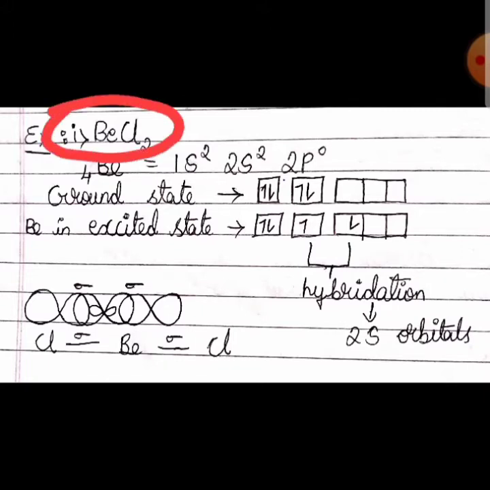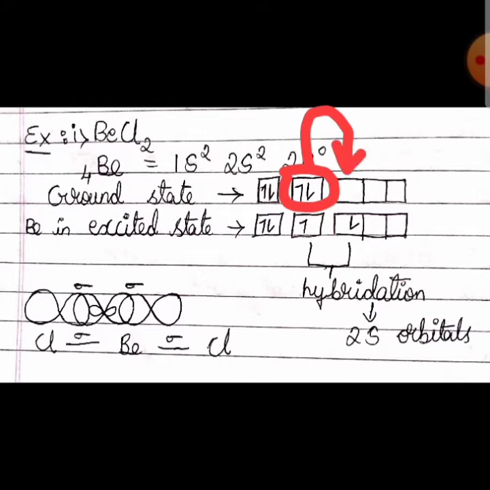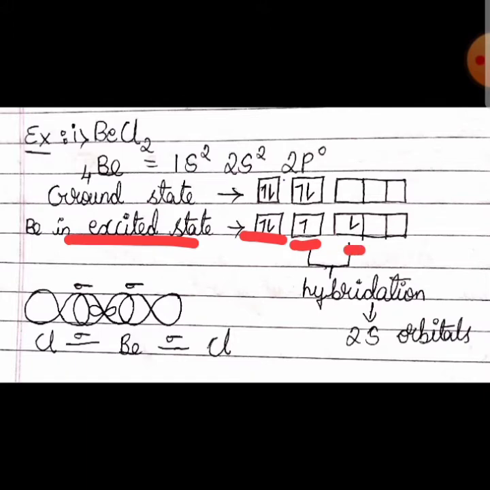One example is beryllium chloride, BeCl2. Here we know beryllium, Be, atomic number is 4, electronic configuration 1s2, 2s2, 2p0. This is the electronic configuration in the ground state. And in the excited state, what happens? The paired electron of the 2s orbital gets unpaired and one electron undergoes excitation and occupies one of the empty p orbitals. So in the excited state, the electronic configuration of beryllium will be 1s2, 2s1, 2p1.